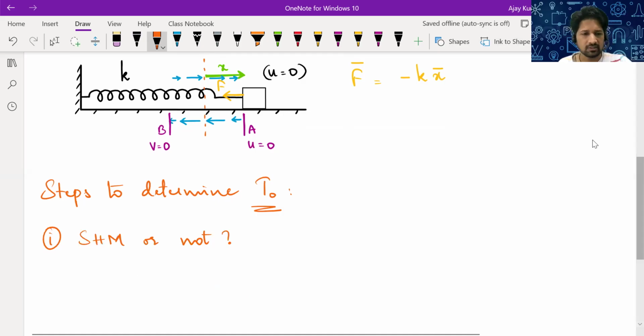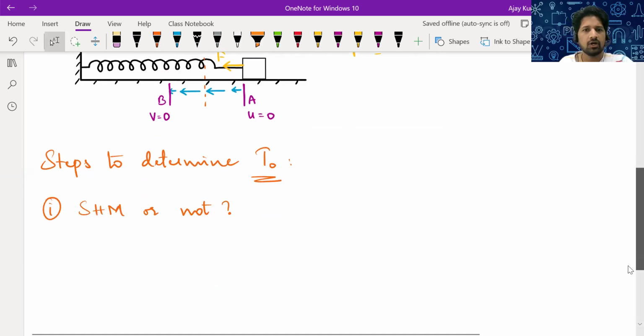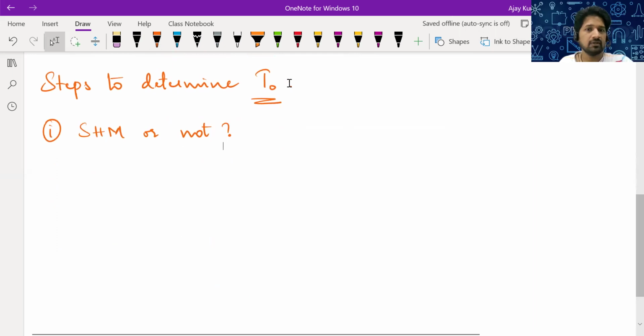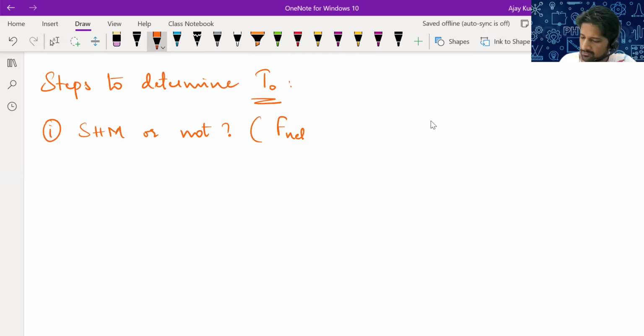As far as your syllabus is concerned, you will only need to know how to calculate the time period of systems executing simple harmonic motion. Now, how do you check whether a system is executing SHM or not? You have to write an expression for net force. Express the net force acting on the oscillating object in terms of displacement from mean position. X stands for displacement from mean position.